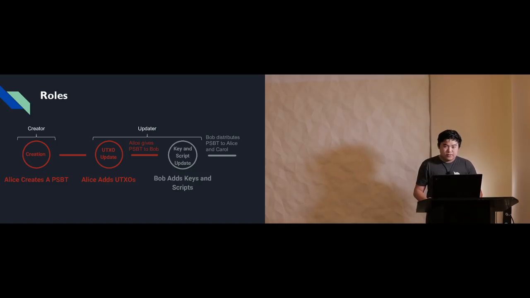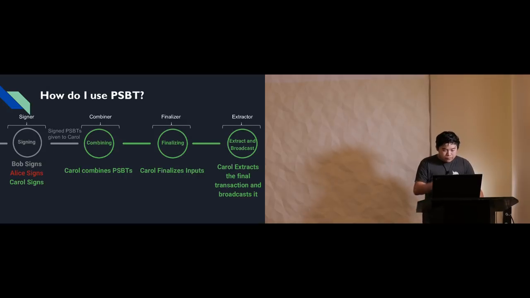So Bob sends this PSBT to Alice and Carol, and Alice and Carol are going to sign this transaction using the information provided. And if, say, Carol has an offline signer, she can take the PSBT as it is straight off her online computer to the offline signer and sign it there without having to add any extra information. And she can bring it back, and the PSBT she brings back will have her signature inside of it.